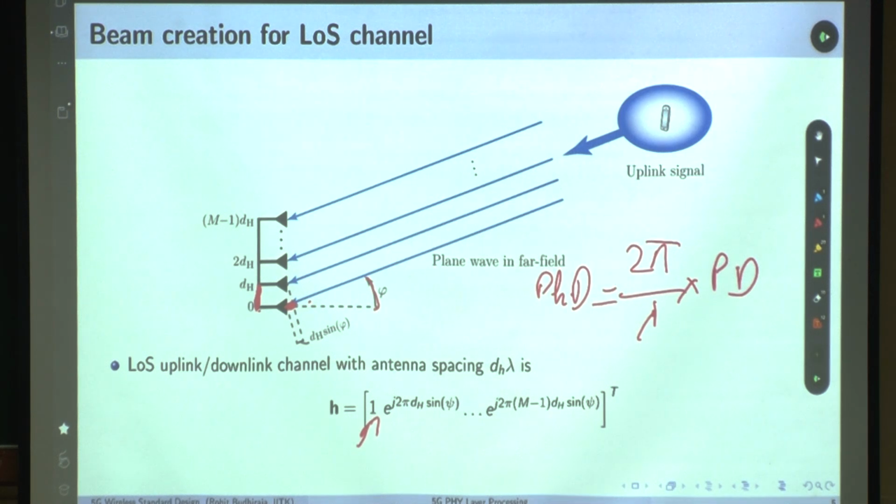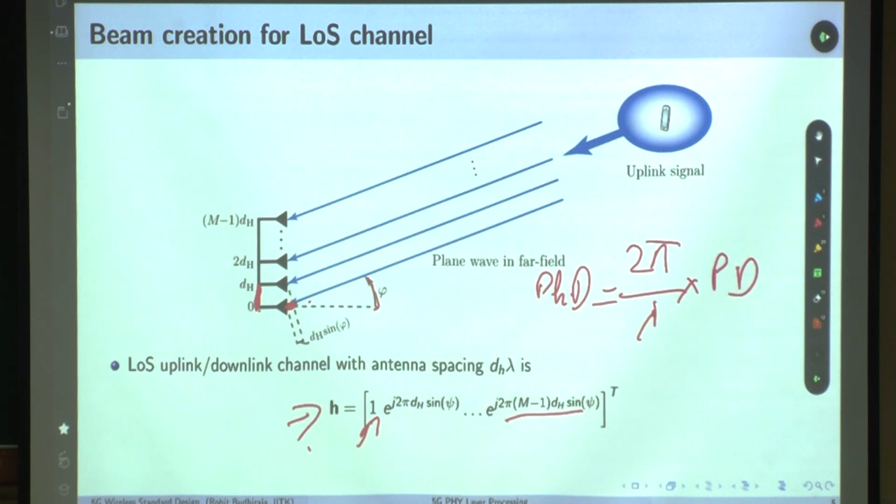What will be the channel of this one? It is 1 into e raised to the power j times the phase difference. And what is the phase difference? 2 pi by lambda into d_H sin phi. I have set lambda to 1 just for convenience. So the phase difference between the first antenna and the second antenna is 2 pi d_H sin phi. For the (M minus 1)th antenna, it is 2 pi (M minus 1) d_H sin phi. So this is your line of sight channel.